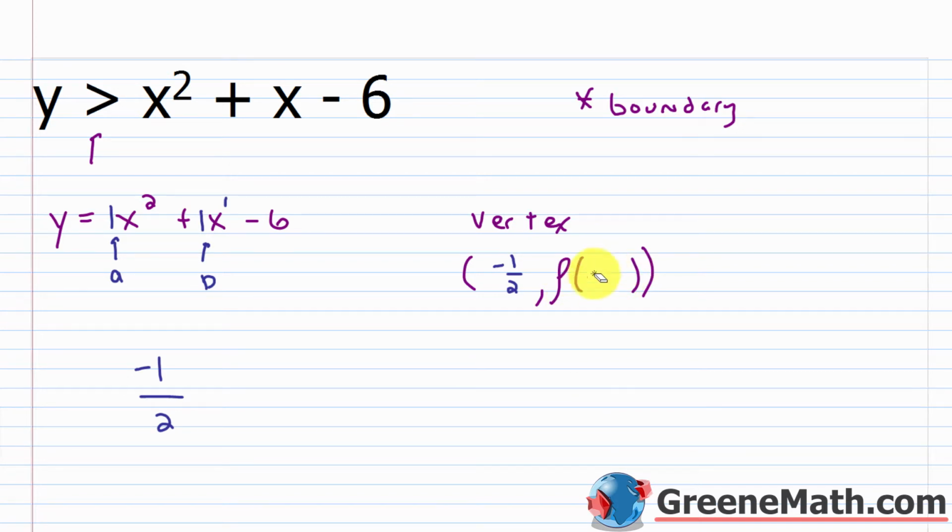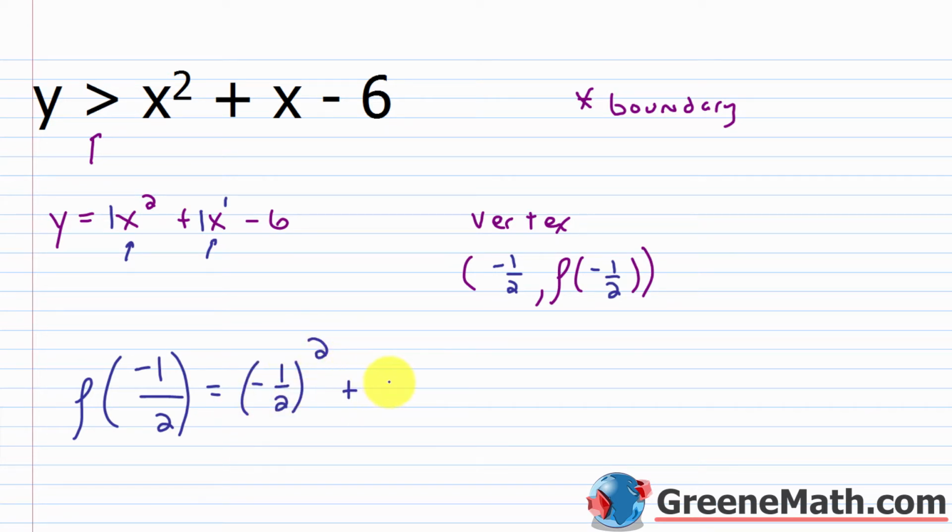Now, I want f of negative b over 2a. I know negative b over 2a is negative 1/2. So I want f of negative 1/2. What is that? It's basically where I just plug in a negative 1/2 for x, and I evaluate. So this would be negative 1/2 squared plus negative 1/2 minus 6. So let's see what we get with this. Negative 1/2 squared would be 1/4.